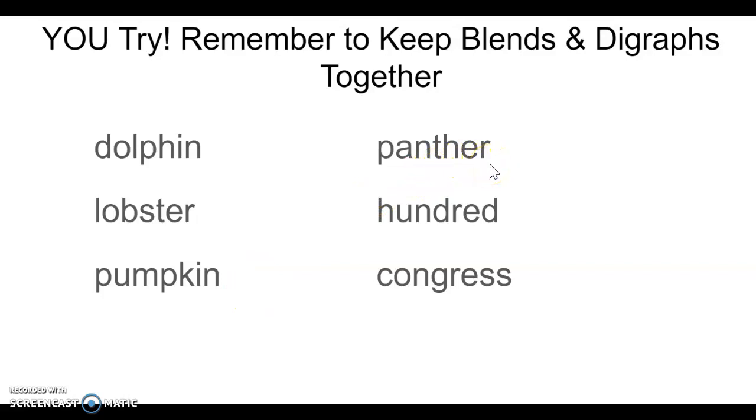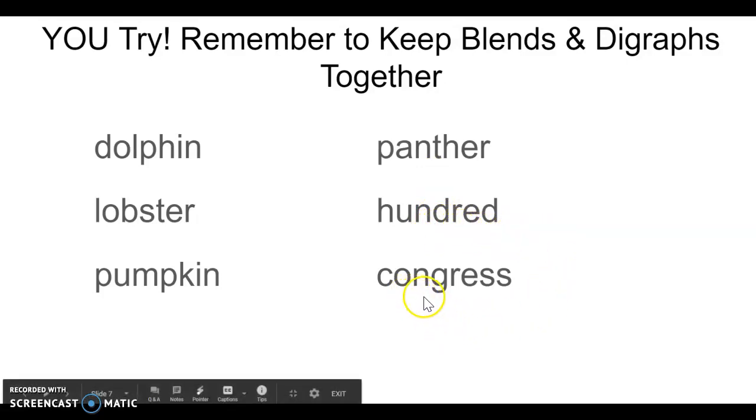Panther. There's a digraph in this word, TH. So I'm going to divide it between the pan and the ther. Hundred. Okay, hundred. So it's a little bit tricky in that ND sometimes can be a blend, but in this word we're really focusing on the DR. Okay, that's a blend, an R blend. So I'm not going to separate the DR. I'm going to divide the syllable right after the N. Hundred.